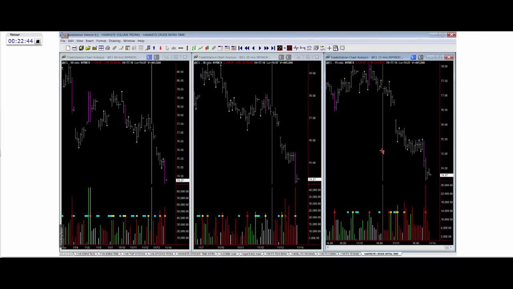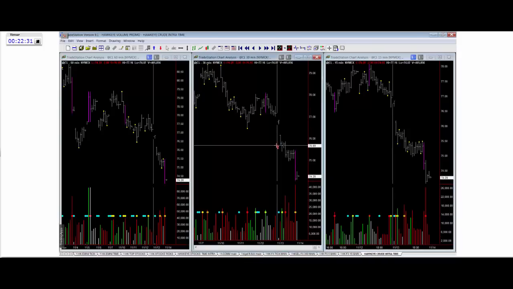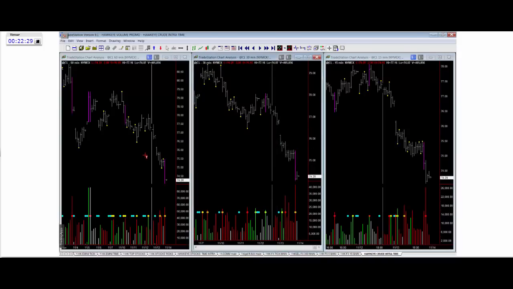So you can see here that we have our volume coming in up here. You can see that there's selling volume coming in. You also have a nice double top here. You've got volume, red volume pushing it down. You've got it here, you've got it on the 60 minutes.